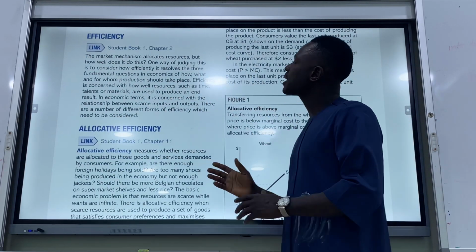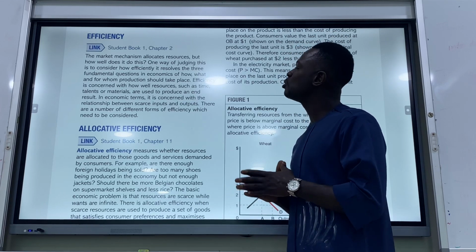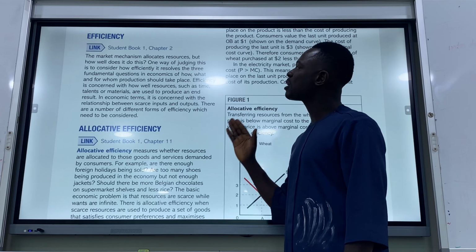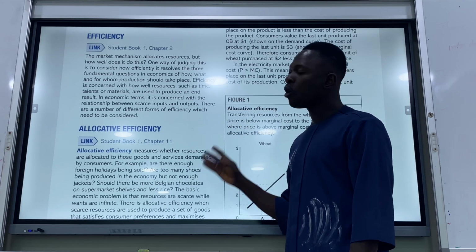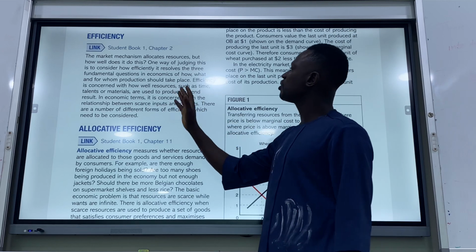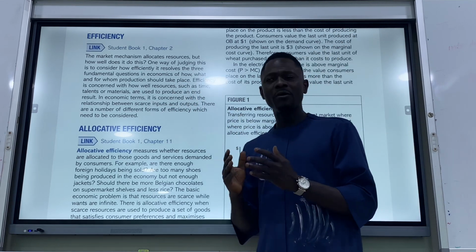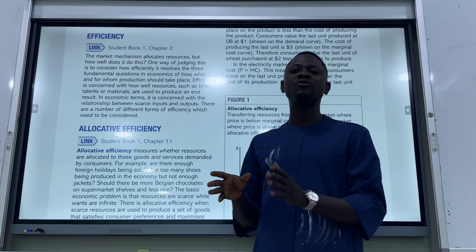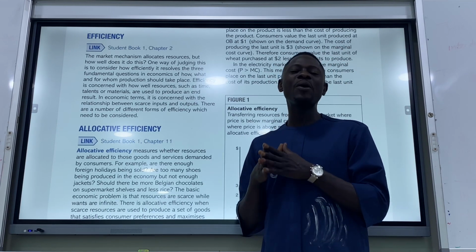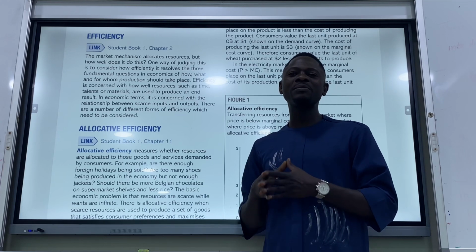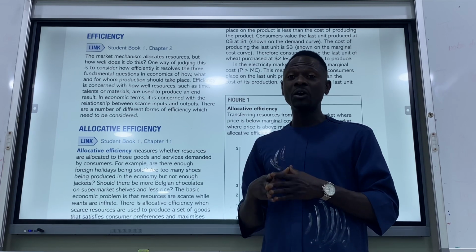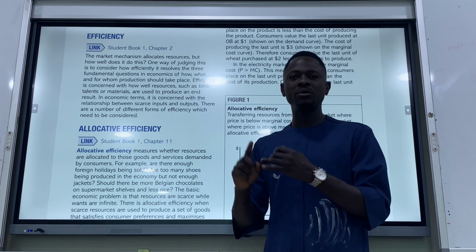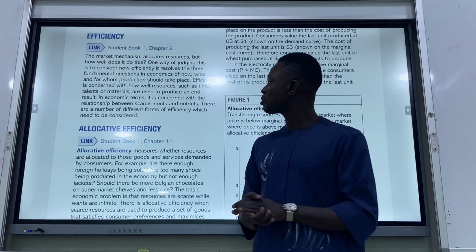The market mechanism allocates resources, but how well does it do this? One way of judging this is to consider how efficiently it resolves the three fundamental questions in economics of how, what, and for whom production should take place. So, the market mechanism will have to allocate resources. How efficient the market mechanism is at allocating resources will be based on how it manages the three basic economic questions of what to produce, how to produce, and for whom to produce.